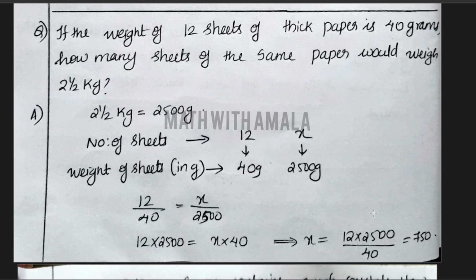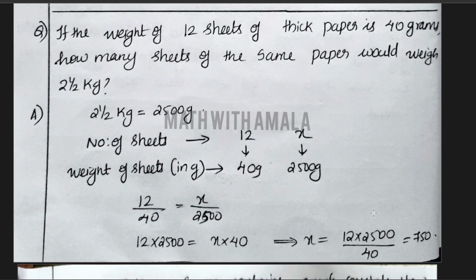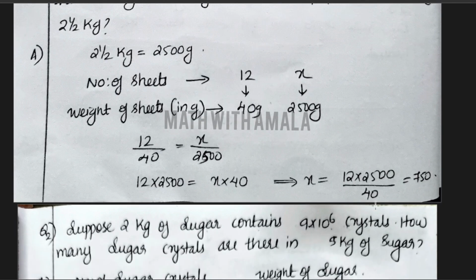If the weight of 12 sheets of thick paper is 40 grams, how many sheets of the same paper would weigh 2.5 kilogram? 2.5 kilogram means it is 2500 grams. You have to convert it to the same unit. When there are 12 sheets, its weight is 40 gram. When there are x sheets, then it is 2500 grams. You can compare it with the normal comparison of direct proportion. 12 by 40 is equal to x by 2500. 12 into 2500 is equal to x into 40, that is x equal to 12 into 2500 by 40, that is 750.